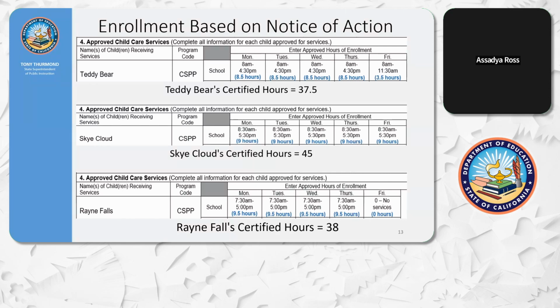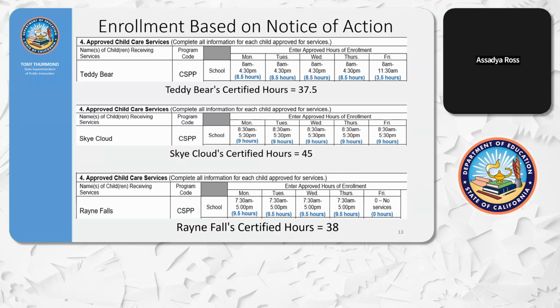Next, we have Sky Cloud. Sky Cloud is approved to receive services 8:30 through 5:30, Monday through Friday. This is a total of 45 hours for the week. So Sky Cloud is also going to be reported as full-time for every day that the center is open and to provide services.